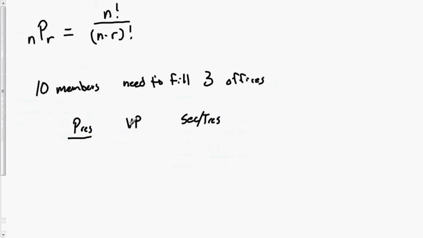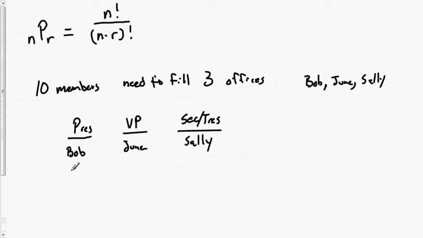So we've got president, vice president, and secretary treasurer. Okay? Now, this is how you determine whether order matters. Say you've got 3 people, Bob, June, and Sally, and these are the 3 people we're going to fill these positions. If I put Bob, June, Sally, and then I change the order, June, Bob, Sally, Sally, Bob, June. Okay, you see how I'm changing the order. Does this change anything? Absolutely.